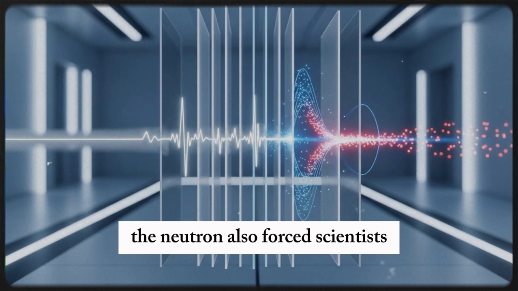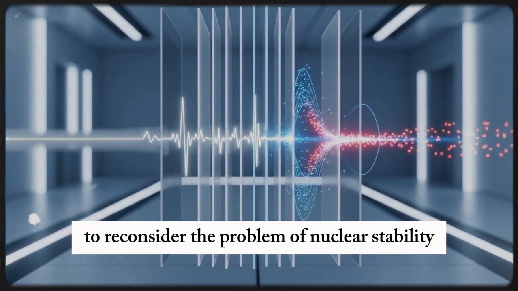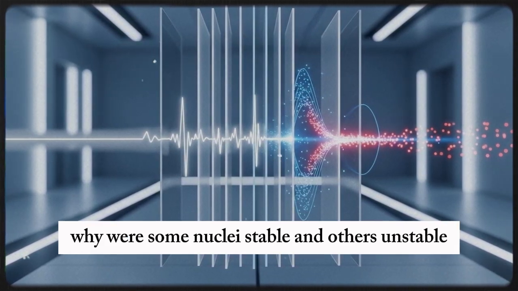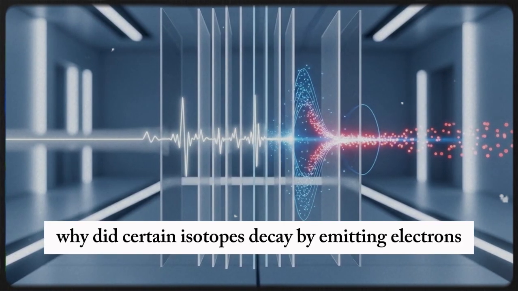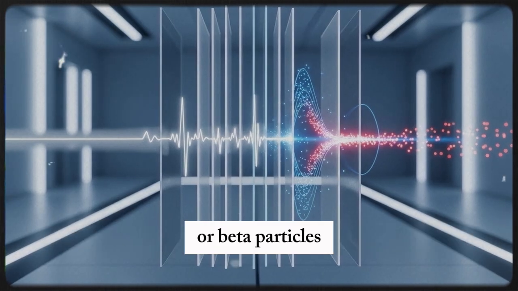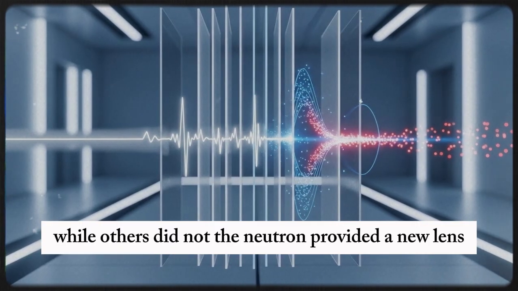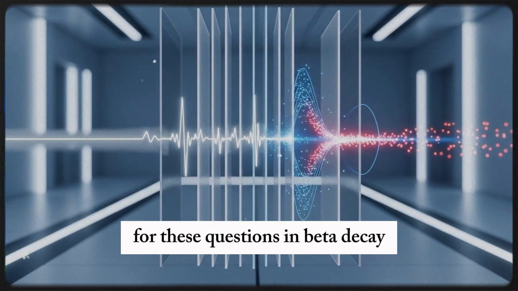The neutron also forced scientists to reconsider the problem of nuclear stability. Why were some nuclei stable and others unstable? Why did certain isotopes decay by emitting electrons or beta particles, while others did not? The neutron provided a new lens for these questions.